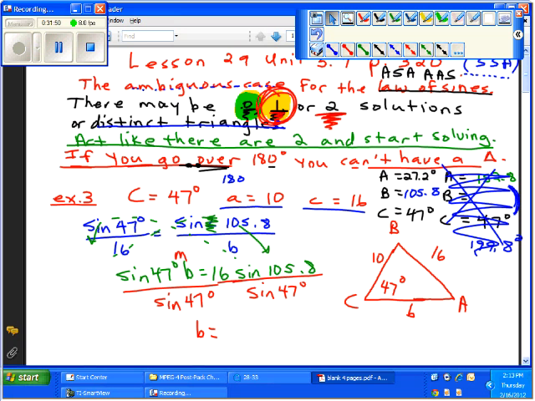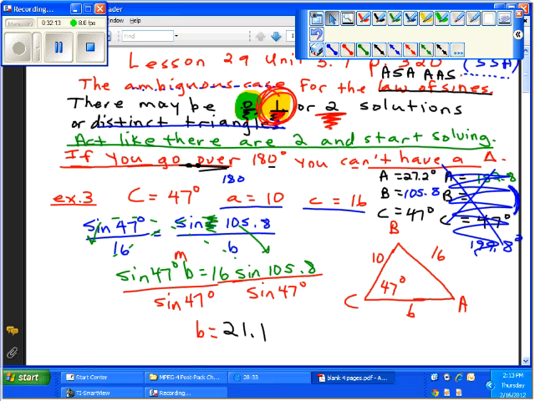So we'll punch that in. 16 sine 105.8 divided by sine 47, and we get 21.1 rounded to the nearest tenth. And so we solved the triangle.